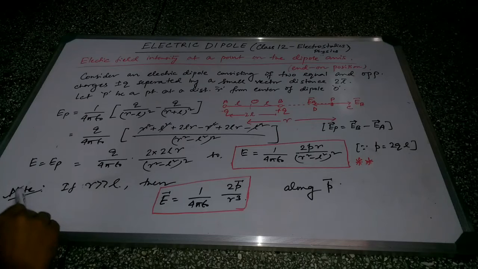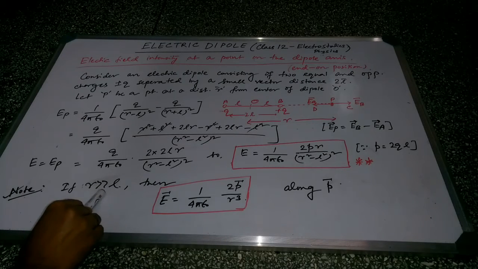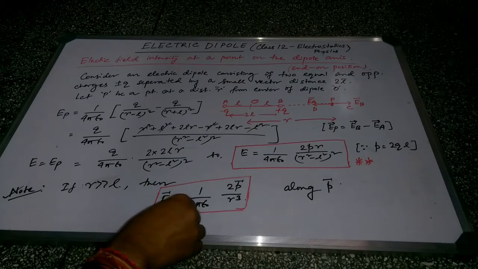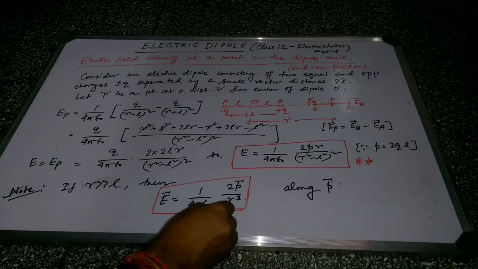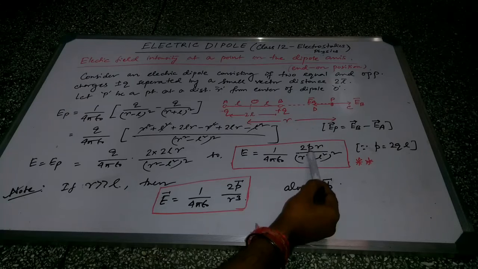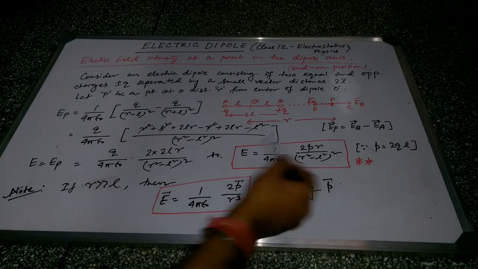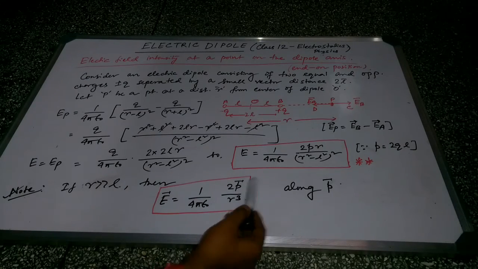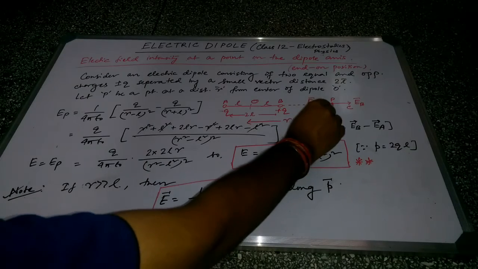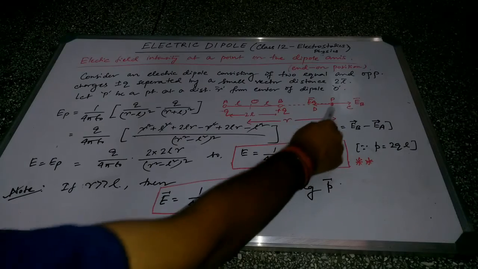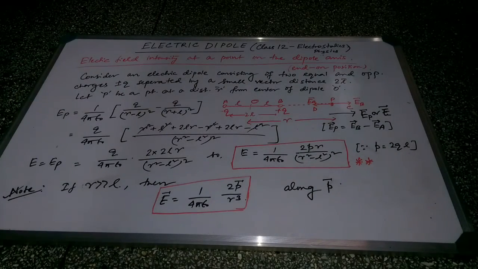Now a special case, when r is very much greater than L, then what happens? Then E vector is equal to 1 by 4 pi epsilon naught 2P vector by r cube. So this L square gets neglected. So we are left with r to the power 4. So one r gets cancelled and we are left with r cube. So this E vector acts along the P vector, that is, it acts from negative to positive charge, that is along EB. So the resultant electric field acts along EB, in this direction. Clear? Okay.